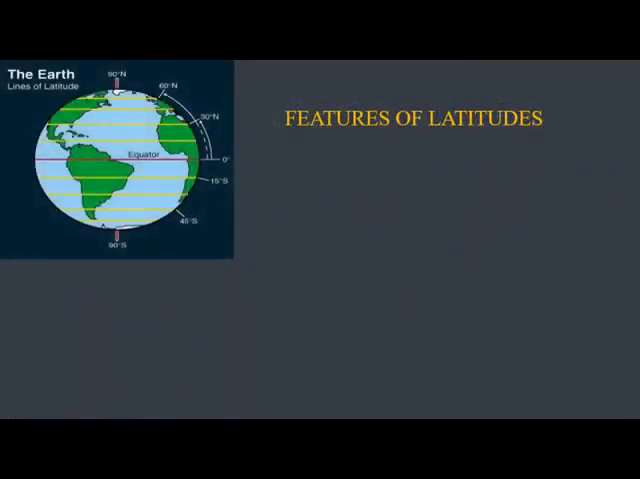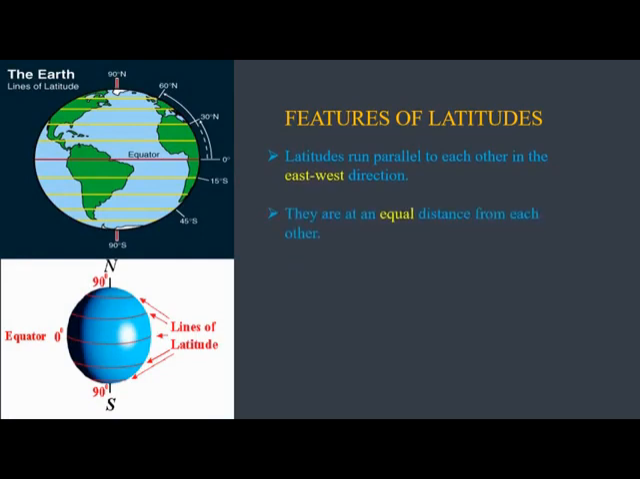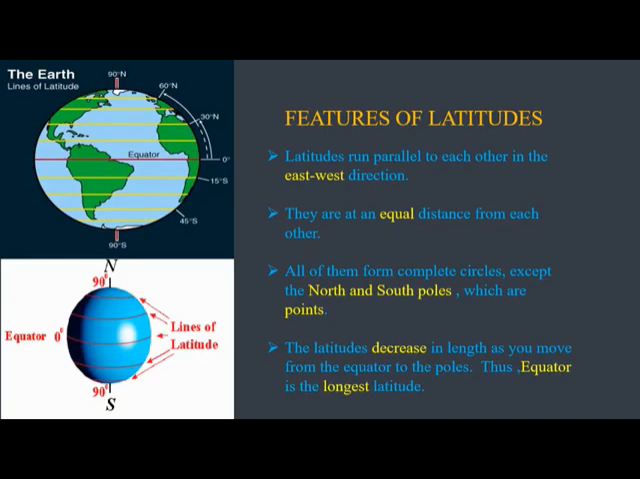Features of latitudes. Latitudes run parallel to each other in the east-west direction. They are at an equal distance from each other. All of them form complete circles except the north and south poles, which are points. The latitudes decrease in length as you move from the equator to the poles. Thus, the equator is the longest latitude.